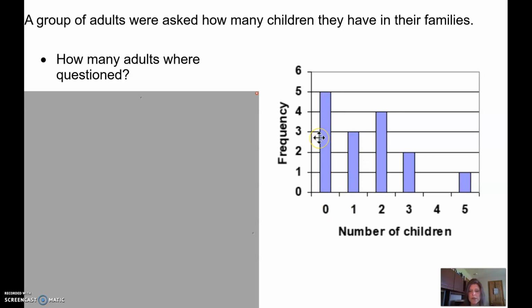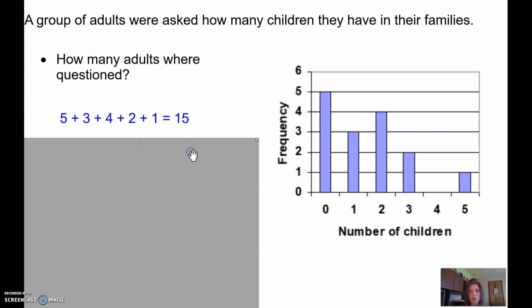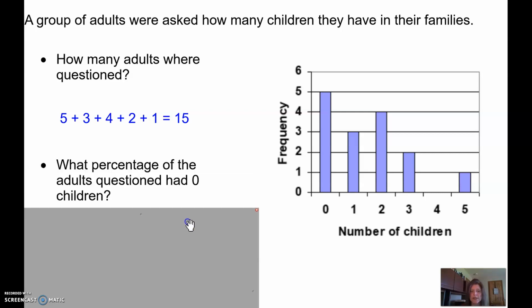For 1, the frequency is 3. For 2, the frequency is 4. For the 3, the frequency is 2. No one responded with 4. And for 5, the frequency was 1. So I'm going to add up all those numbers, and that's going to tell me there were 15 adults surveyed in this particular project.